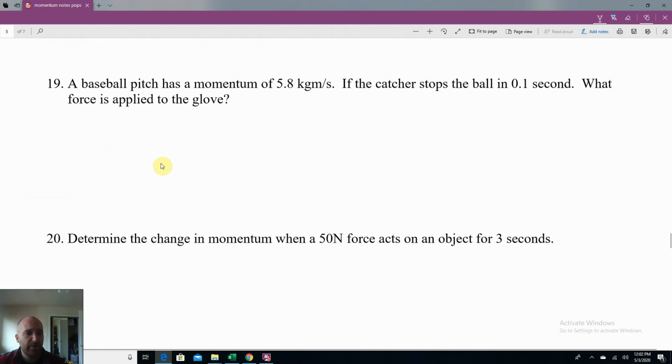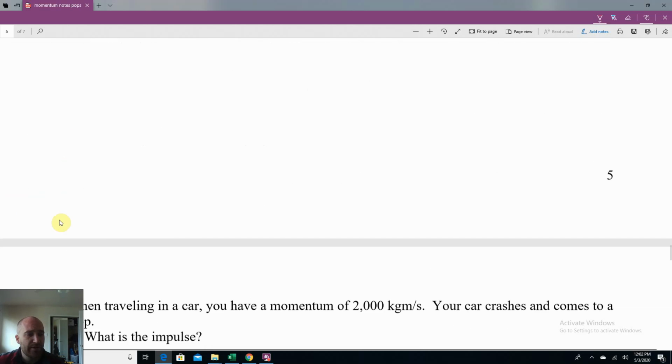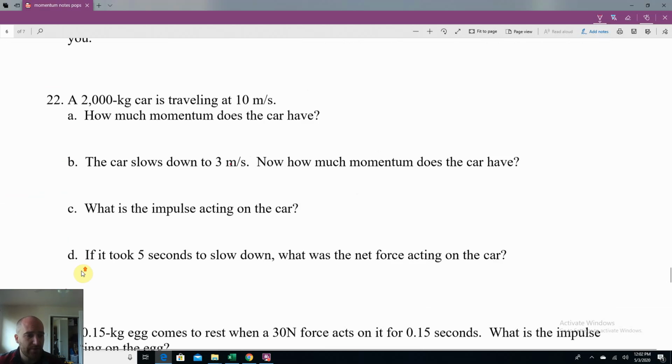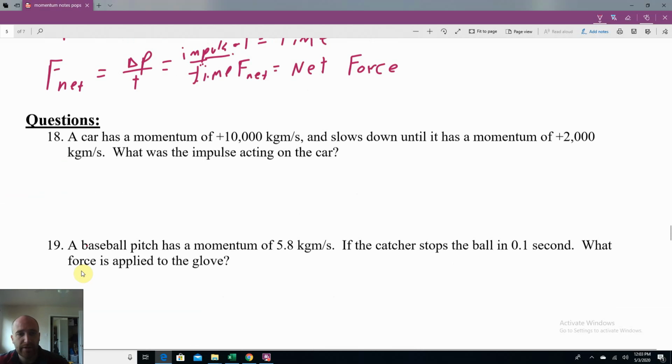So let's go up and try a couple of these. We'll do 18, 19, 20 together, and I'll have you try the rest on your own, but obviously I'll go over them just like I've been doing. So let's go. A car has a momentum of 10,000 kilogram meter per second, and it slows down until it has a momentum of 2,000 kilogram meter per second. What's the impulse acting on the car?